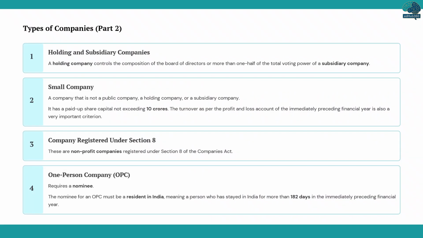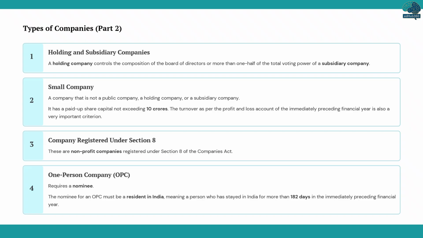Continuing our look at company types. First, we have holding and subsidiary companies. A holding company is essentially one that controls another, either by dictating its board composition or holding over half of its total voting power. Then there's a small company. This is not a public, holding, or subsidiary company, and it has a paid-up share capital not exceeding 10 crores, with a specific turnover limit from the preceding financial year.